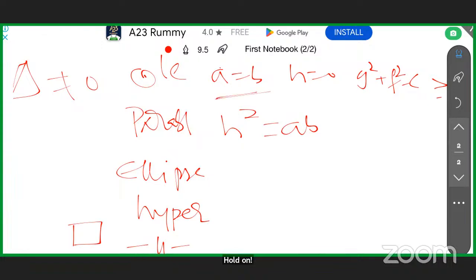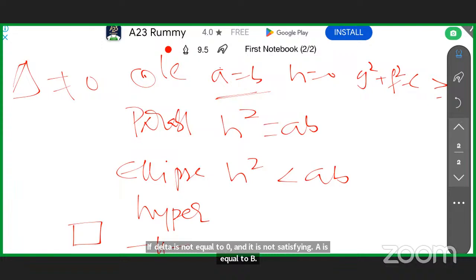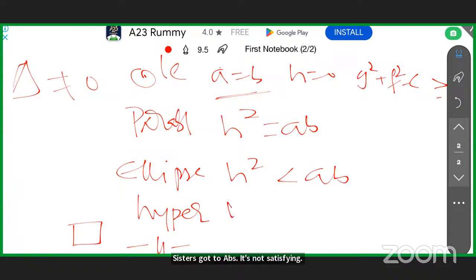Next test condition, go for a parabola. What is the test condition? H square is equal to AB. If it is not fulfilling this condition, go for the next test condition, for ellipse. H square has to be less than AB. For hyperbola, if delta is not equal to 0 and it is not satisfying A is equal to B, H square is equal to AB, and H square less than AB is also not satisfying, check whether H square is greater than AB.